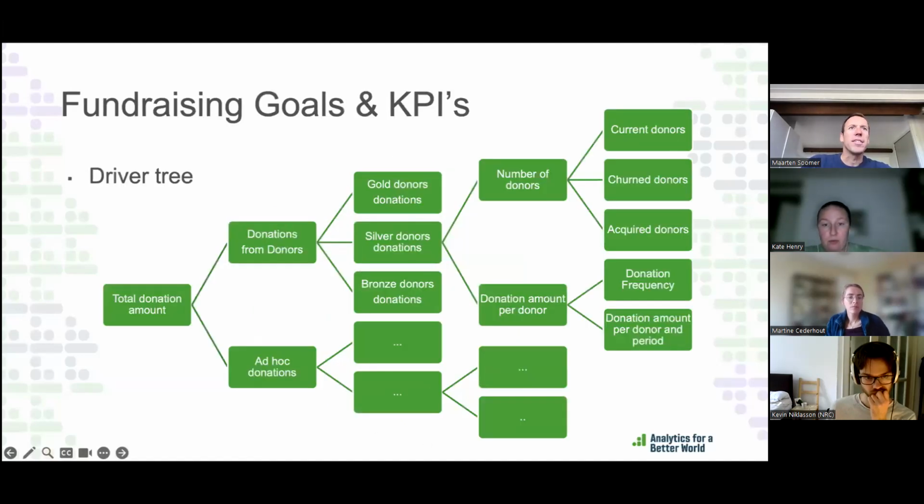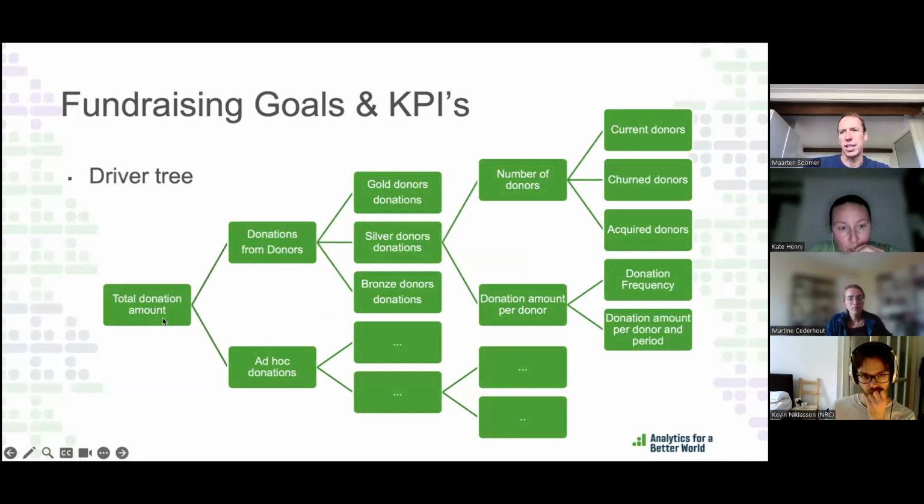Sorry, I skipped one slide. Let's go back to that one. Yeah, because first, that's always good to start with, what are the main goals and KPIs in fundraising? I made a small example of a driver tree, how it might look on the fundraising side.